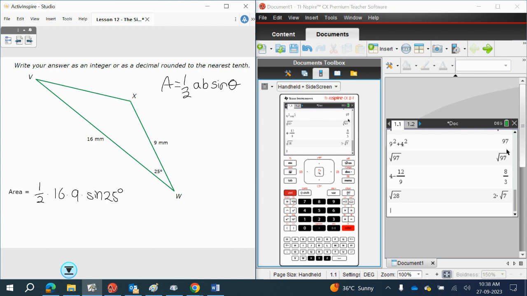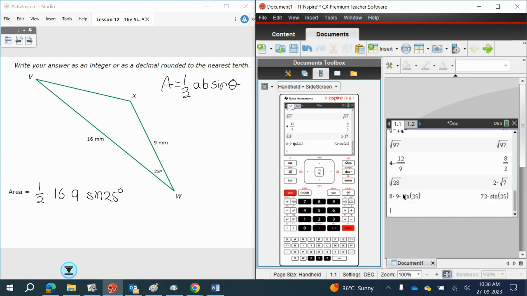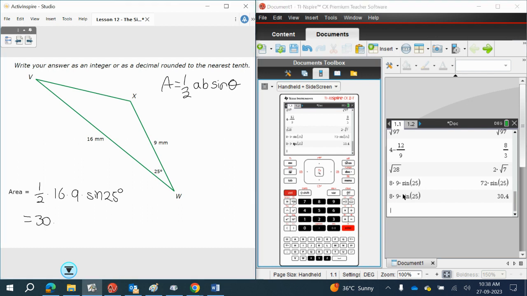So in your next step, as you move on to your calculator, sometimes you can instantly cancel that half and halve one of the numbers. So I'm just going to type this in as 8 times 9 times sine of 25. Check that your calculator is in degrees and not in radians, in the top left corner. You get your answer. If you get one of these answers, press Control Enter for a decimal. And we have that the area is equal to 30.4, to the nearest tenth, as it's asking there.